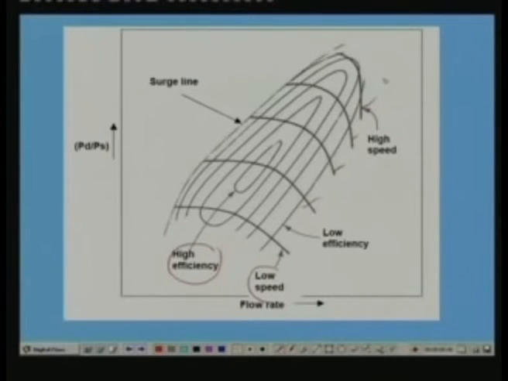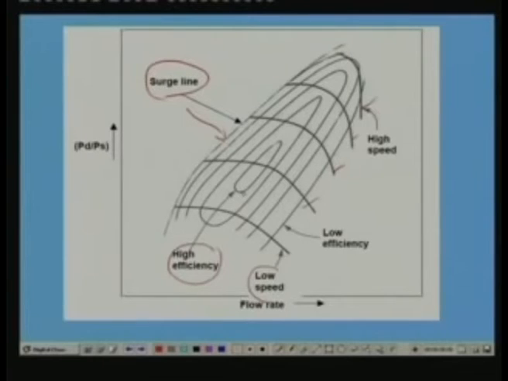Okay, so using this figure, and normally the performance is not shown beyond the surge line. Okay, so you can see the surge line here. Okay, because you do not want to operate the system in the surging zone. Okay, so normally performance is not shown in the surge region. So this figure is very useful.